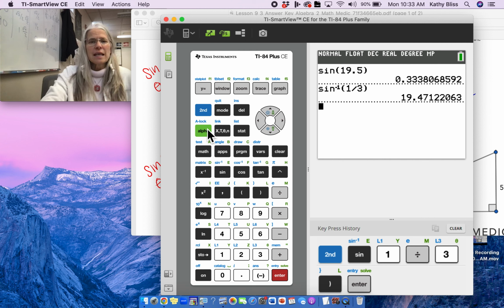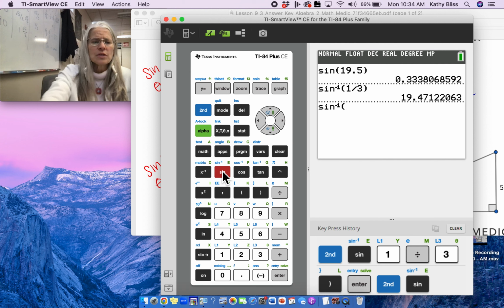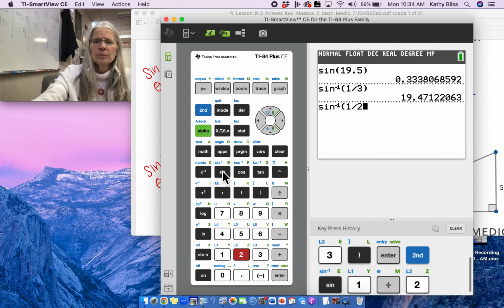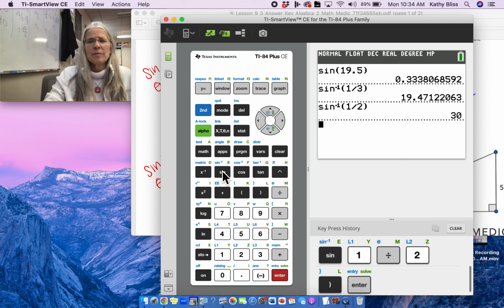So let's say that I know the ratio is 1 over 2, and I know that the sine of the angle is 1 over 2. I want to find out what the angle is. I can just go to second sine inverse, put in 1 over 2, and that's going to give me back 30 degrees. So a 30-degree angle has a sine of 1/2. That's what the inverse function is, okay?